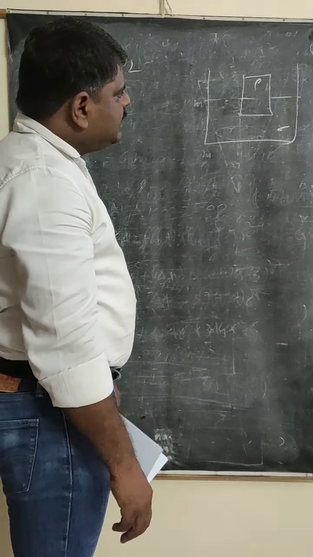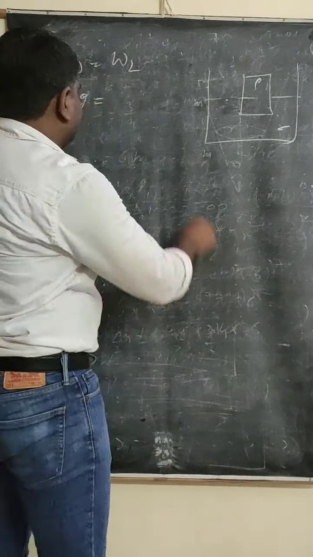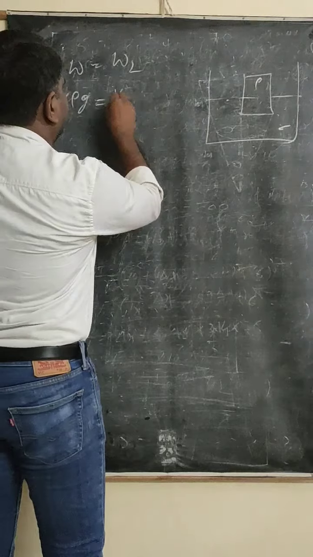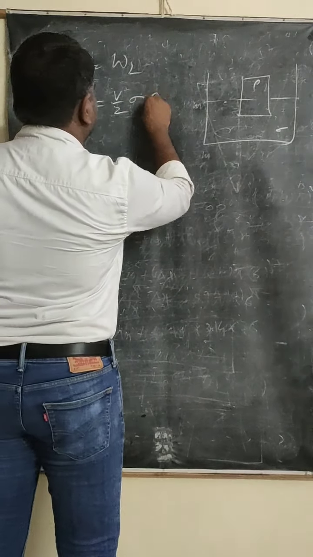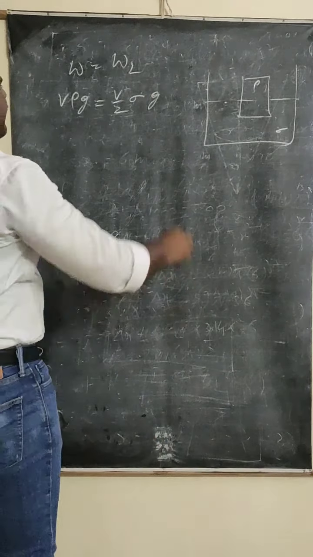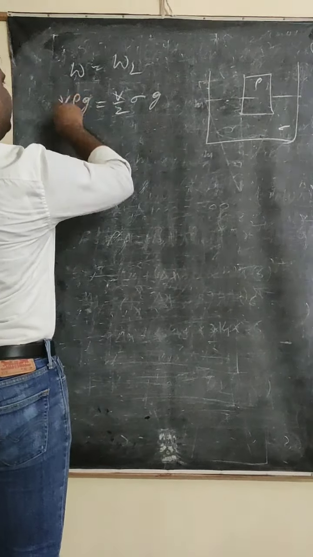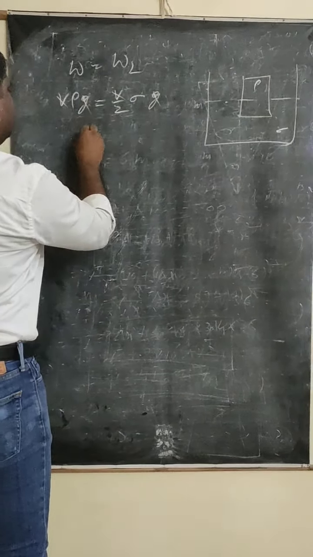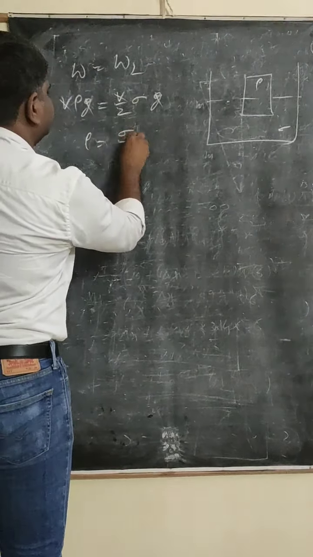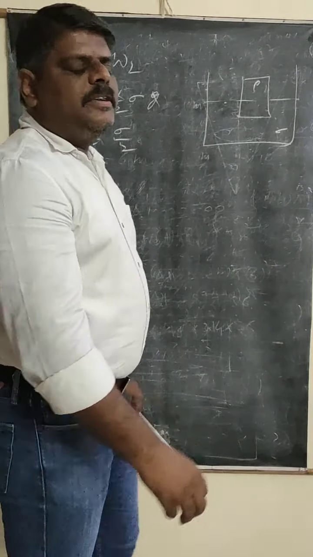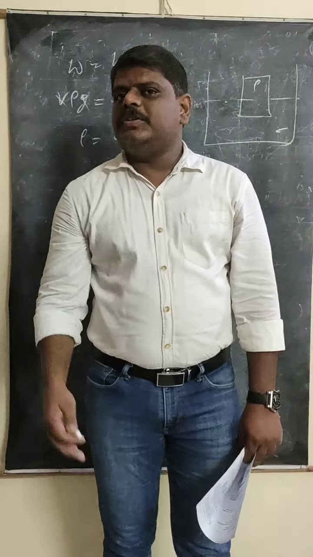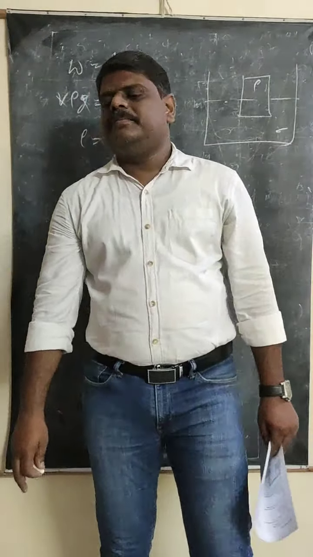How much weight of the liquid is displaced? Half of the volume of the object. That means V by 2 into density sigma into g. Okay, cancel the equal terms. What is going to be cancelled here? V and g are going to be cancelled. Then rho is equal to what you can write? Sigma by 2. Okay, so the density of the object is equal to half of the density of the water.